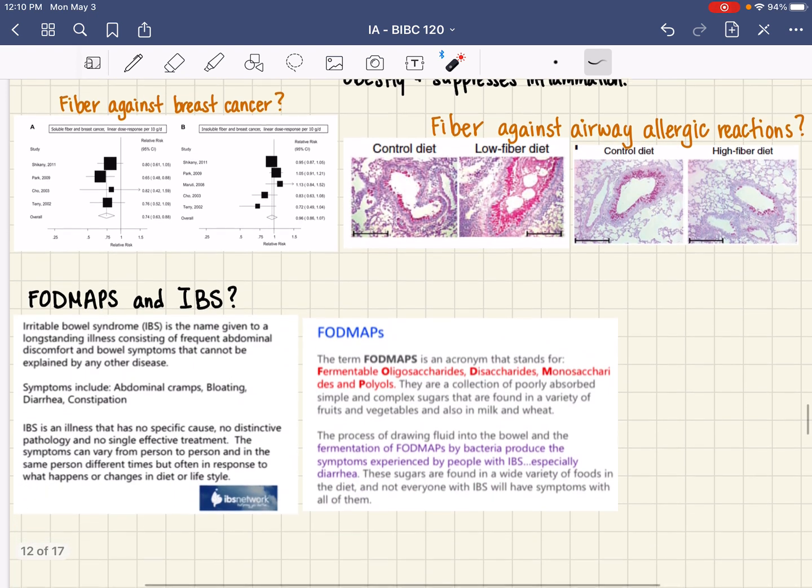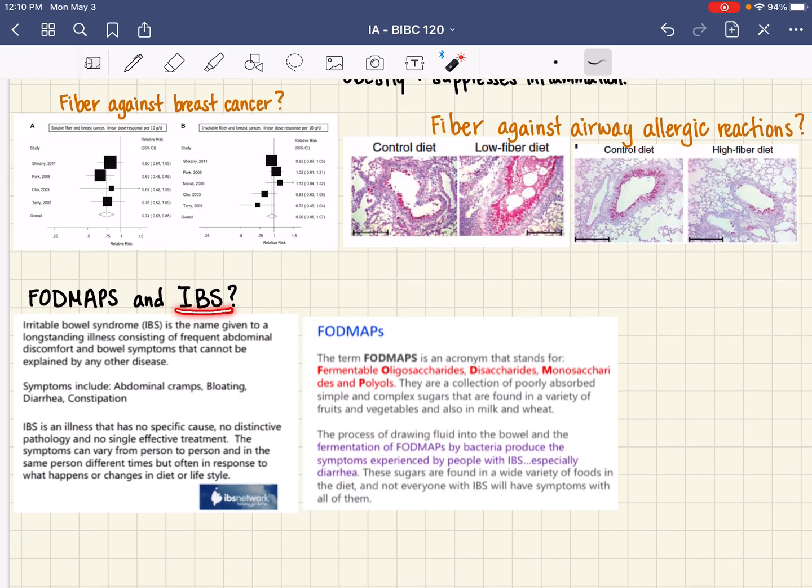Then we moved on to talk about IBS, irritable bowel syndrome. Now, IBS is a condition where there is no known cause, right? All we know about IBS is its symptoms, how it's characterized, and it's characterized by cramps, bloating, diarrhea, and constipation. But because we don't know what the cause of IBS is, there hasn't really been a treatment that is compatible for everyone with IBS.